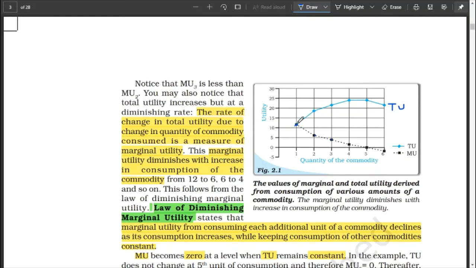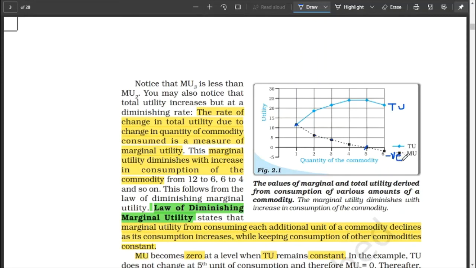So the MU curve declines as you consume more and more of the commodity. Of course, the total satisfaction first increases, then declines, but the MU, remember, keeps on declining till it reaches 0 at some point. Beyond that, if you consume more after the fifth slice of bread, you'll get less and less satisfaction. It can be negative also.